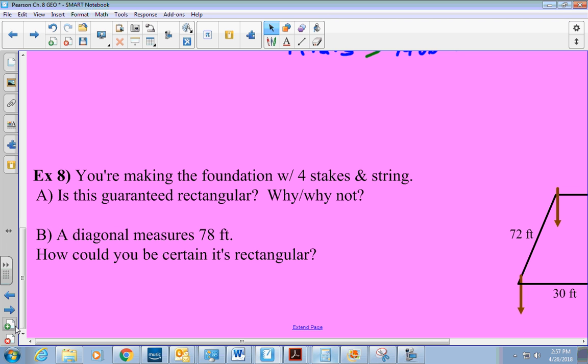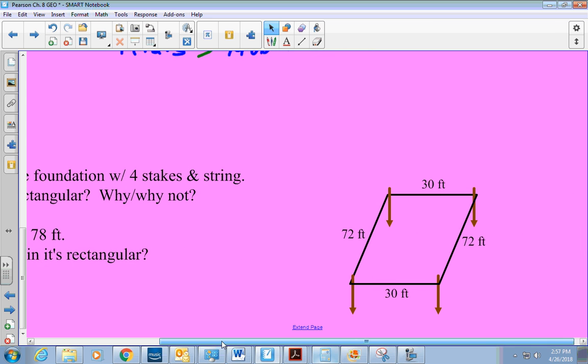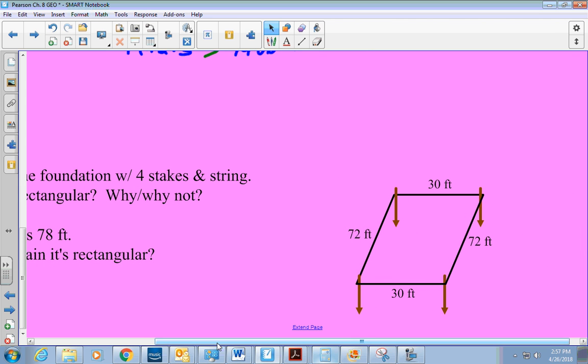Okay, last one. So we're making a foundation. And by the way, I've done this. I did this for my hot tub. Mr. Mitch and I went out to the backyard. We nailed in some form boards to make a foundation, but first you start with string. We put our hot tub on there. Our hot tub was 11 feet by 11 feet square.